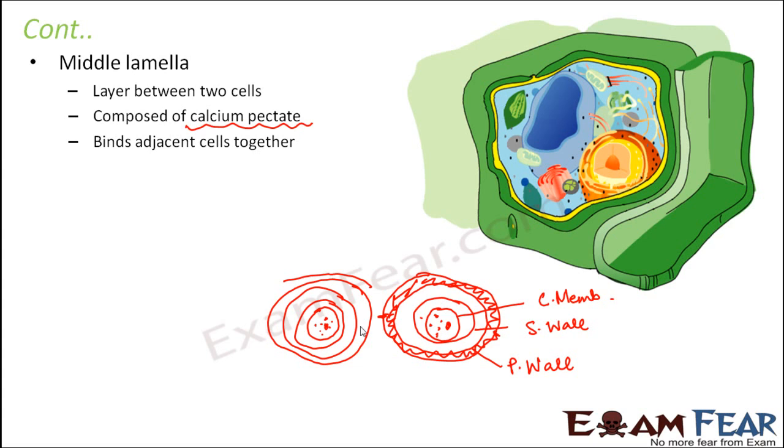So why do we have this? Because up to cell wall, it is all part of one cell. Similarly, up to this cell wall, it is part of this cell. So if we have a layer in between like this, that can actually join these two cells. So it can bind the adjacent cells.